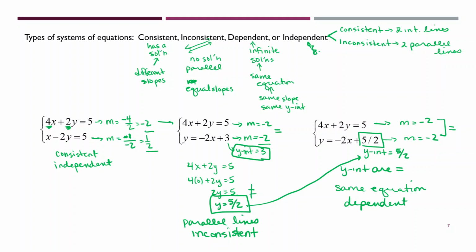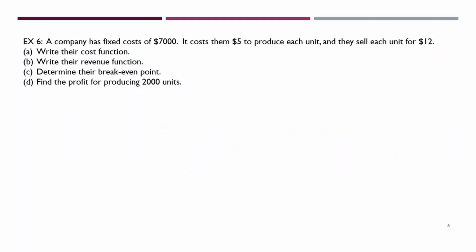Okay. All right, here's our last question. So we're going to take part A, just says to write the cost function. So we have a fixed cost of $7,000. And then we're going to cost $5 for each unit, for x units. Okay. Our revenue is how much they're selling it for. So they're selling it for $12 each.